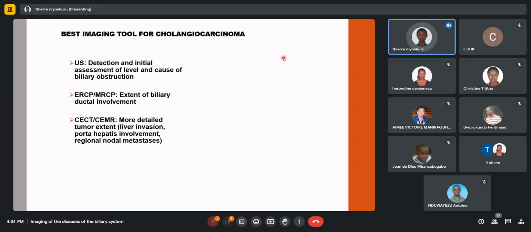So the best imaging tools for cholangiocarcinoma are ERCP or MRCP. ERCP and MRCP show the extent of ductal involvement, while CT is mainly used for tumor extent, where we can see if there is liver invasion, node involvement and distant metastasis. With ultrasound, we are only able to visualize if there is obstruction, but it will be difficult to characterize the obstruction depending on the level where the cholangiocarcinoma has occurred. So we have to see those intrahepatic or extrahepatic bile duct dilatations.